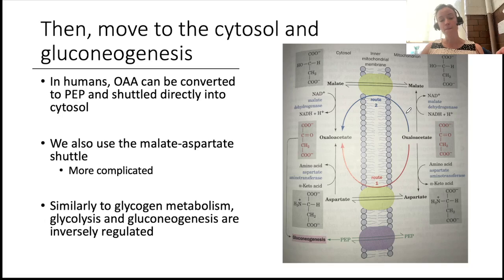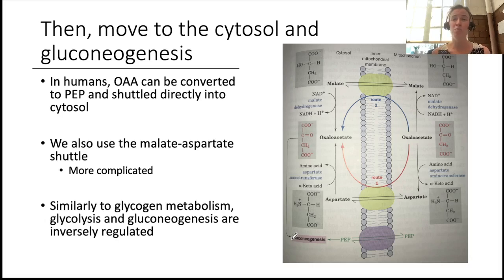Now recall, folks, that if we're starting with pyruvate to then make oxaloacetate to turn to PEP, that pyruvate was in the mitochondria because it's being used in the citric acid cycle. So how do we get that PEP back to the cytosol where gluconeogenesis needs to happen? We have ways to take care of that. So in humans, the oxaloacetate converted to PEP can be shuttled directly into the cytosol, right? We can just take that PEP, bam, shove it into the cytosol for gluconeogenesis.